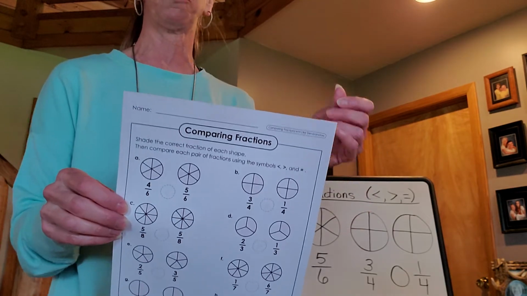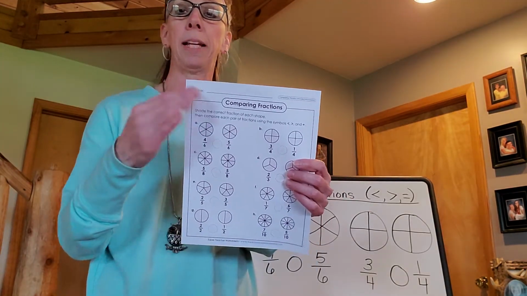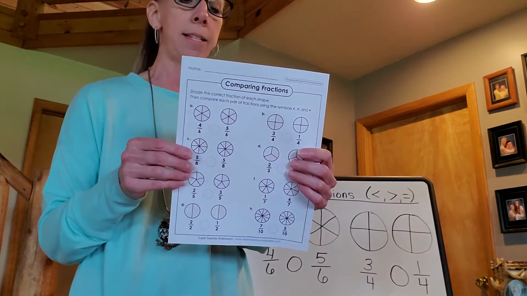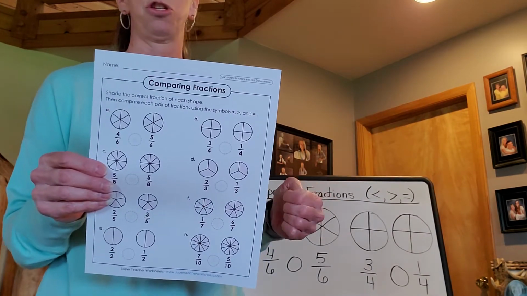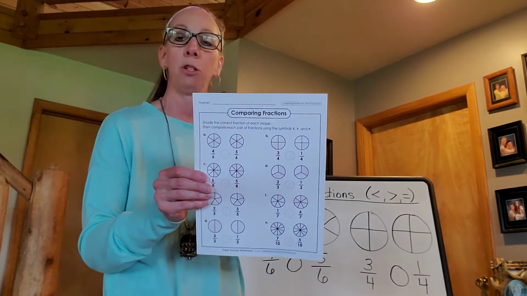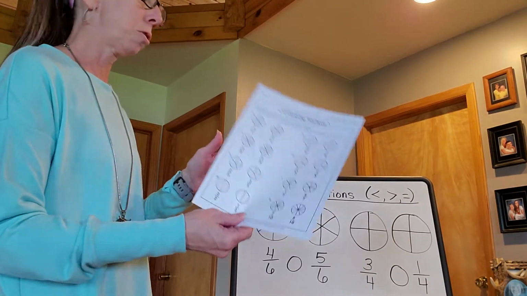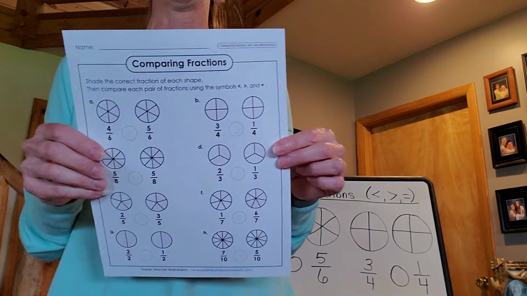If you had fraction circle pieces, then you could use those by laying them on top of each other to compare the sizes, but I don't have those to show you. But there is something out there that you can do that. So fraction circles, in this particular case though, you can just color what it tells you to color.